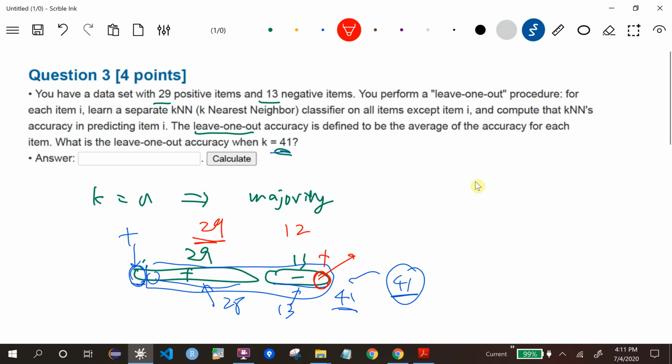So no matter which one you leave out, that's the idea. No matter which one you leave out, you are always going to predict the majority, and the majority here is 29. So you are only going to leave these out. When you are leaving these out, you are going to predict them correctly. You are leaving these out, you are going to predict them incorrectly. So the accuracy should be 29 over the total, which is 42.